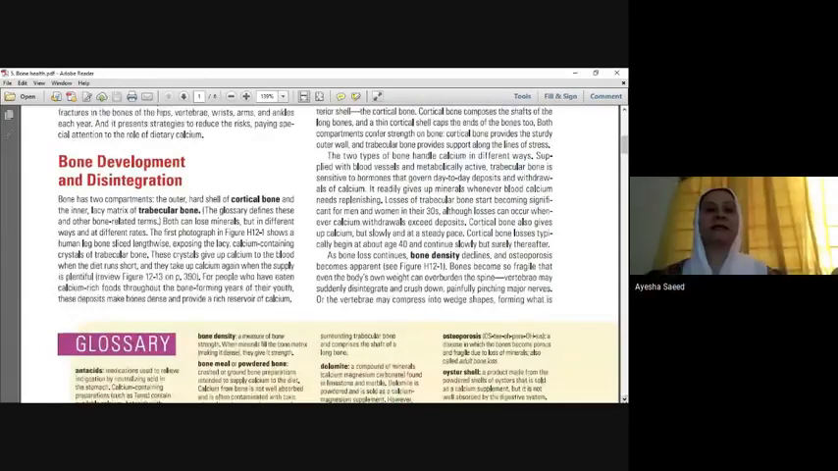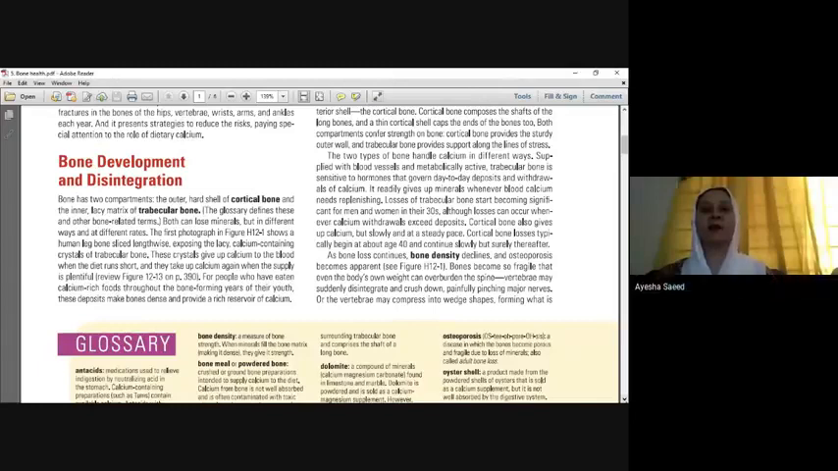Bone development and disintegration: how the bone is developed and how it disintegrates or dissolves. Bone has two compartments, the outer hard shell of the cortical bone and the inner lacy matrix of trabecular bone. So the outer is called what? Cortical bone, and the inner is called trabecular bone. The outer bone is hard and the inner one is a little softer. Bone can lose minerals, but in different ways and at different rates.